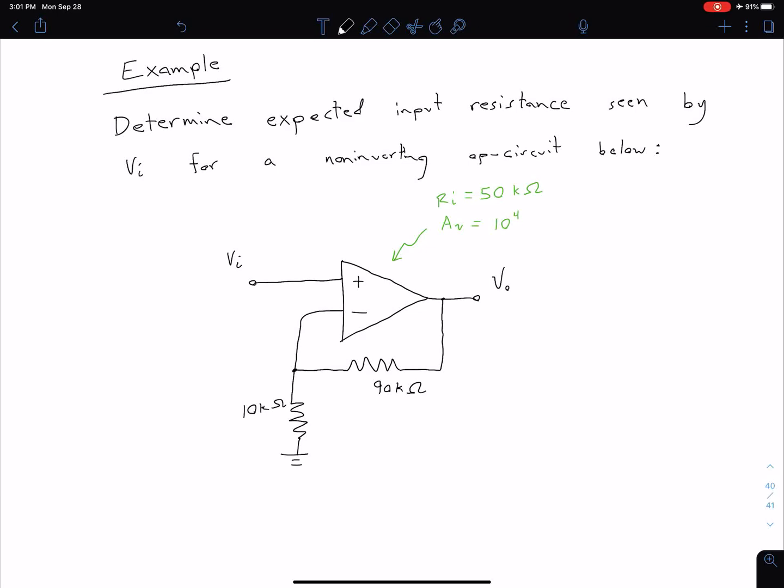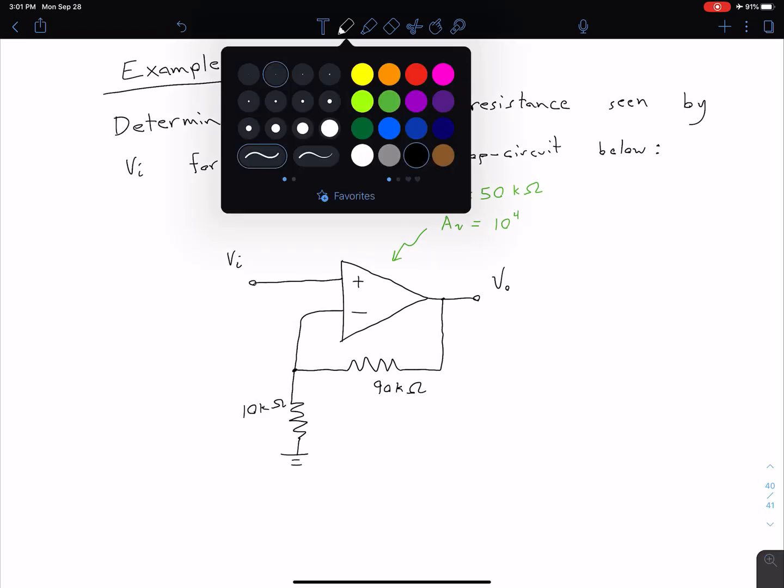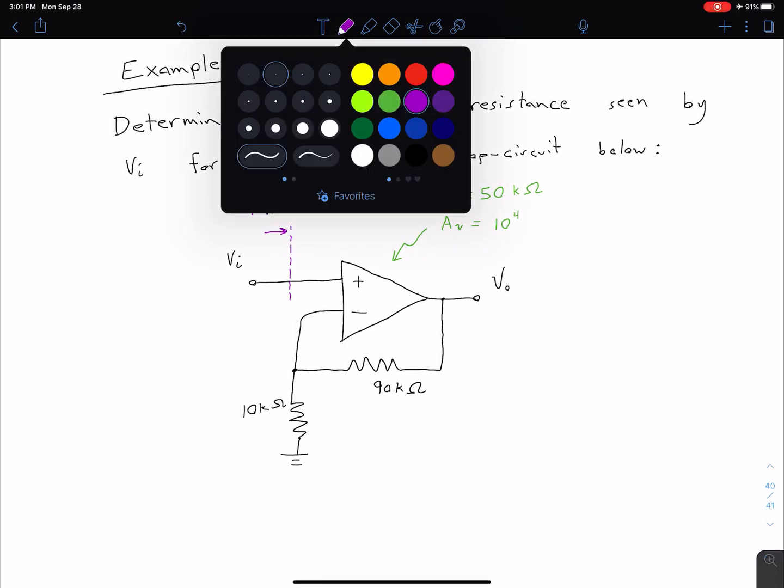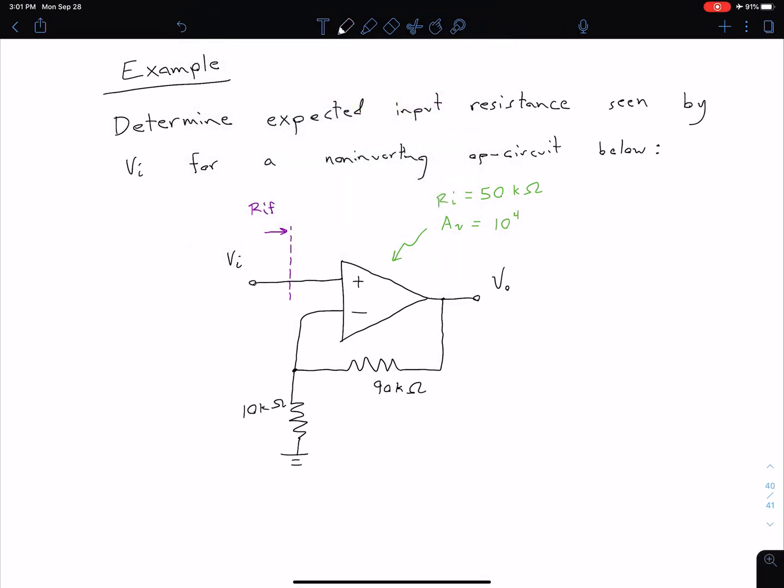Let's look at a quick example here to see how we can use the equations from our previous video with our op-amp circuit. So here what we want to do is determine the expected input resistance seen by some input voltage for a non-inverting op-amp circuit. And so what we're trying to determine is this input resistance that our input voltage Vi is seeing. So we can call this R sub IF to be consistent with our previous video.